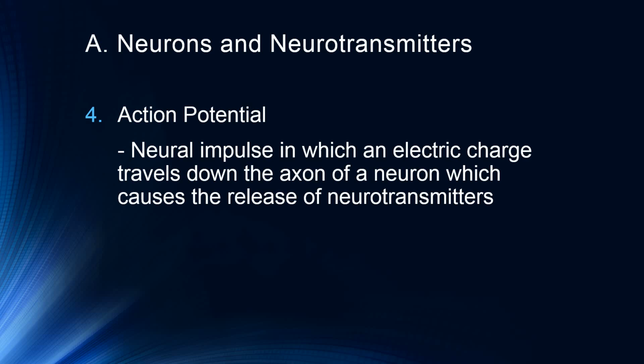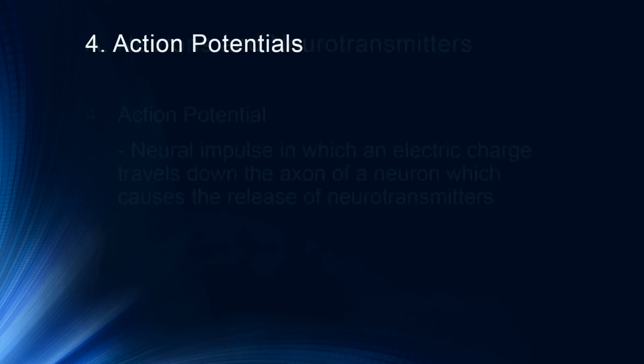So this whole process occurs primarily through the generation of action potentials. An action potential is a neural impulse in which an electrical charge travels down the axon of a neuron, which causes the release of neurotransmitters. The action potential is created by the opening and closing of ion channels on the membrane of the neuron. We won't get into the great details of that. Much of that you should have gotten in introductory psychology. But essentially what happens is the cell membrane depolarizes. Once it reaches a certain threshold, it generates an action potential, causing the release of neurotransmitters.